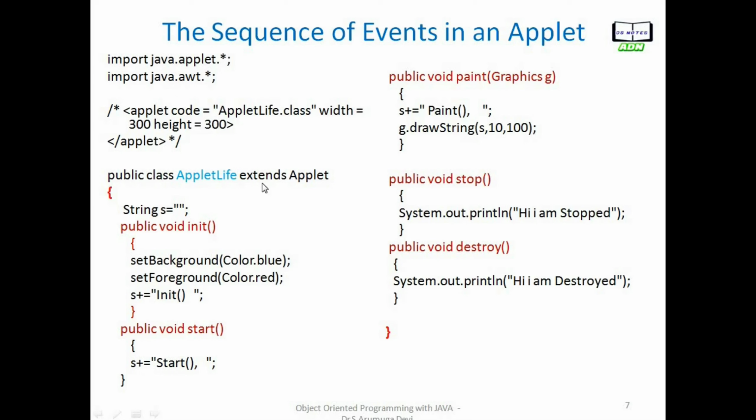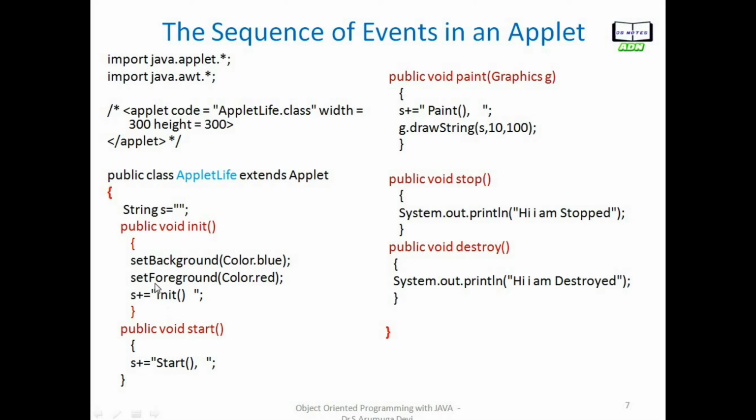Every applet program extends Applet, so that you can override these methods. Here I have declared an empty string. Whenever you run, execution automatically starts from the init method. In other Java programs, execution starts at main, but here execution starts from the init method. It sets the background color blue and the foreground color red, and in init I have added the word init to the string.